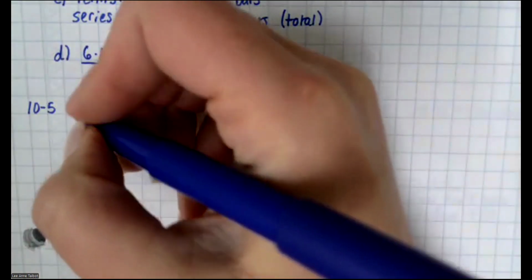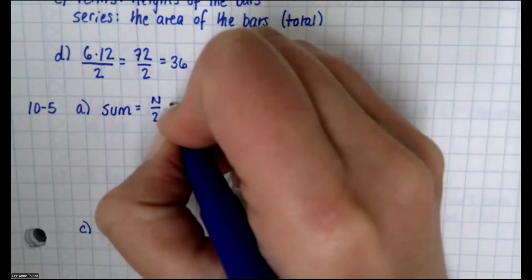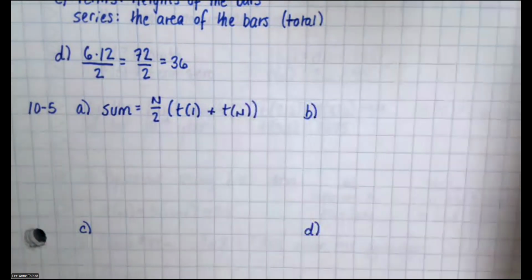Okay, now for A, write the formula just so we have it. Sum equals n over 2 times first term plus last term.